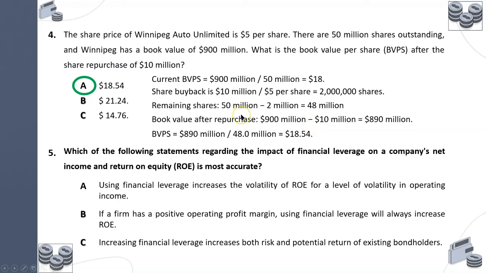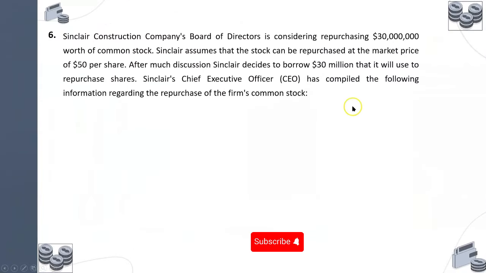Let us now move to question number 6, which is about repurchasing, a company buying its own shares, and the impact this may have on the earnings per share. The board of directors of this company is considering buying back 30 million worth of stock. The company can repurchase at the market price of 50. Now, we have $30 million to buy back, and the current share price is 50. How much can I buy? 30 million divided by 50 will give me the number of shares I can buy, which is approximately 600,000.